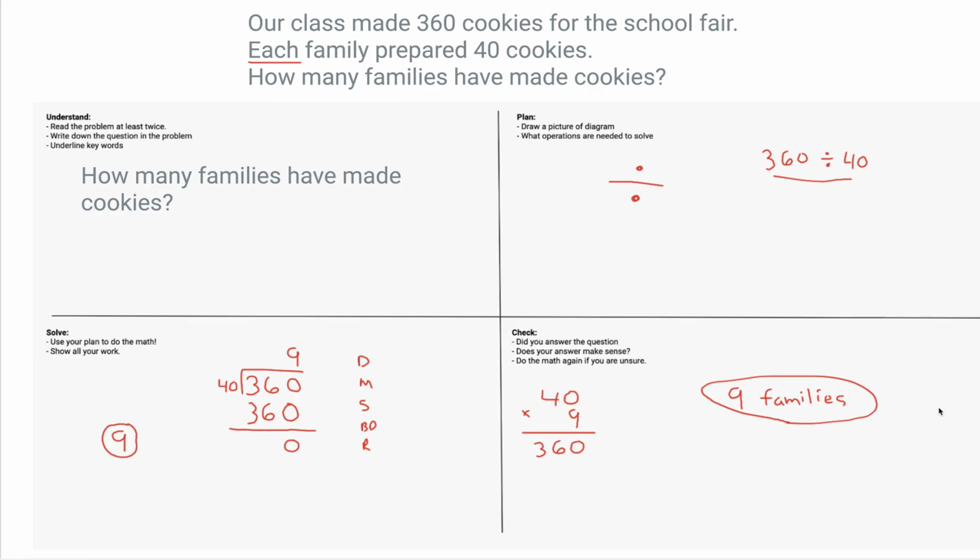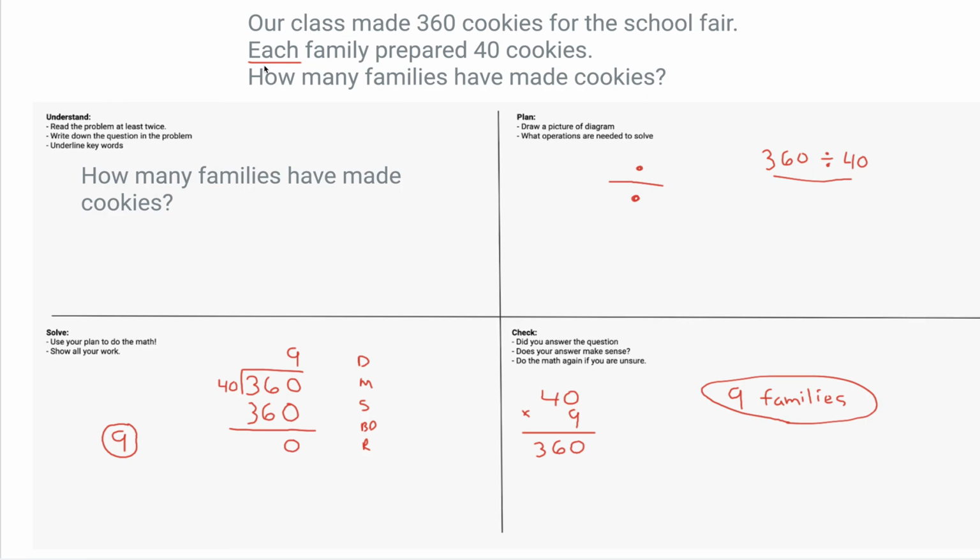Our class made 360 cookies for the school fair. Each family prepared 40 cookies. How many families have made cookies? All right, from here, go ahead and in that box, you would write down the question that's in the problem. And you see I've written it right here. How many families have made cookies? That's the actual question we have to answer.